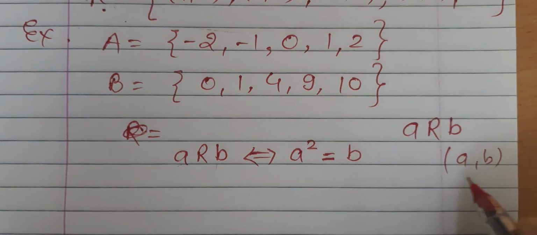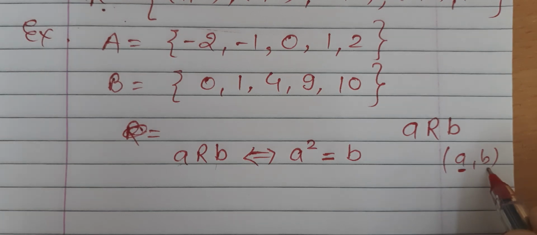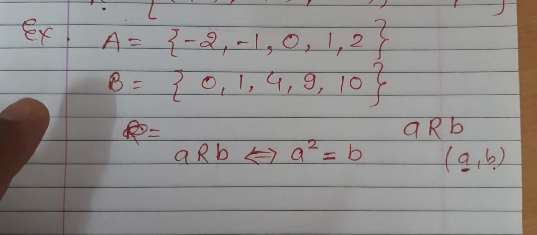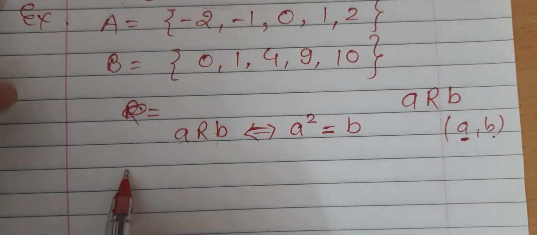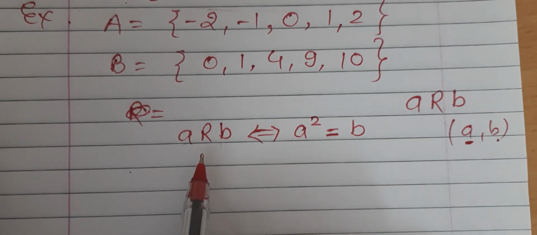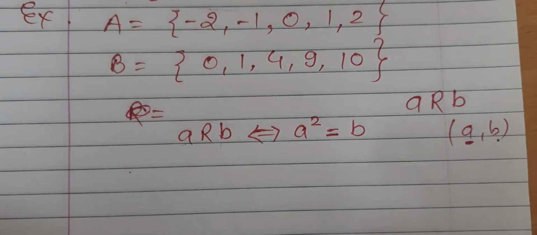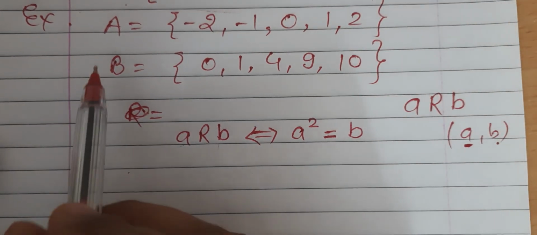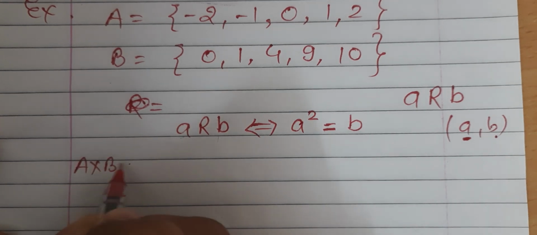This ordered pair: if the square of A is equal to B, then this element will be an element of set R. Now see how. Before you write the relation, always write the Cartesian product and select the elements which follow this particular condition. So we'll write the Cartesian product, A cross B, here.